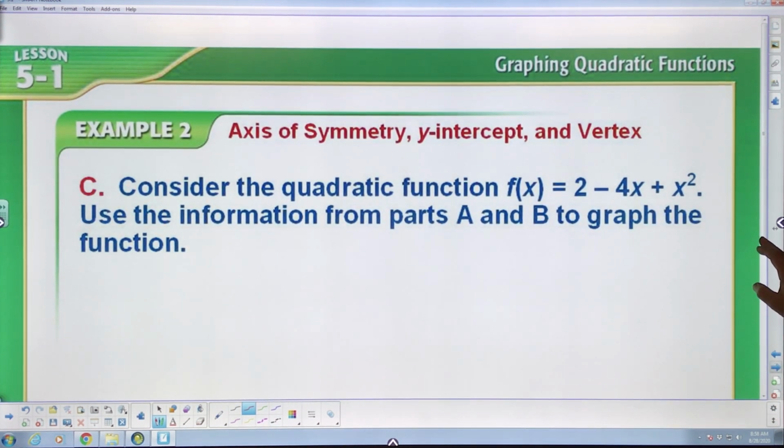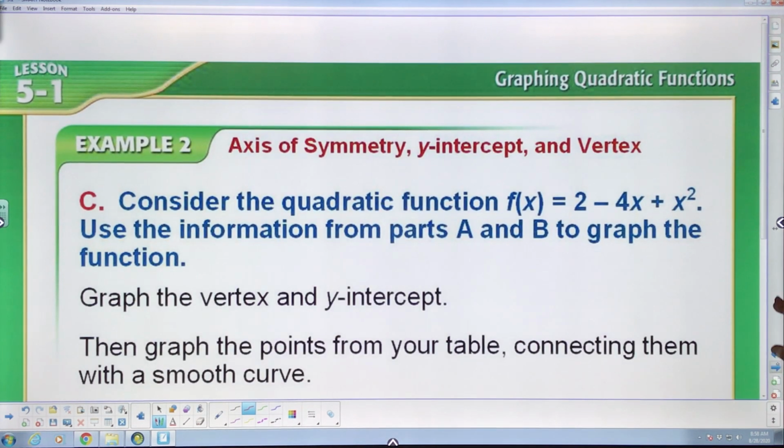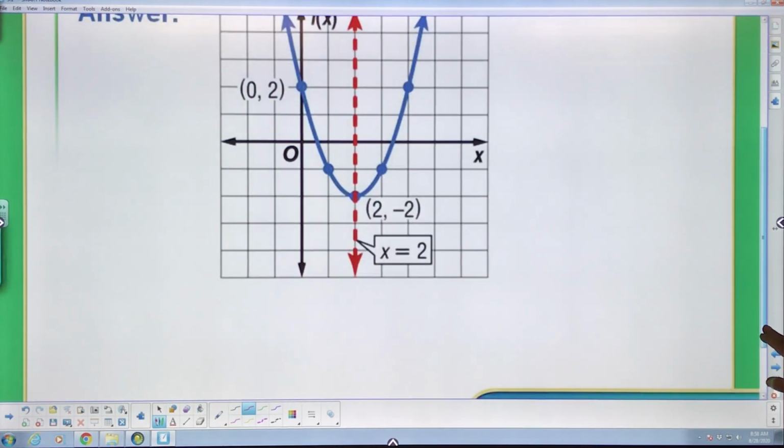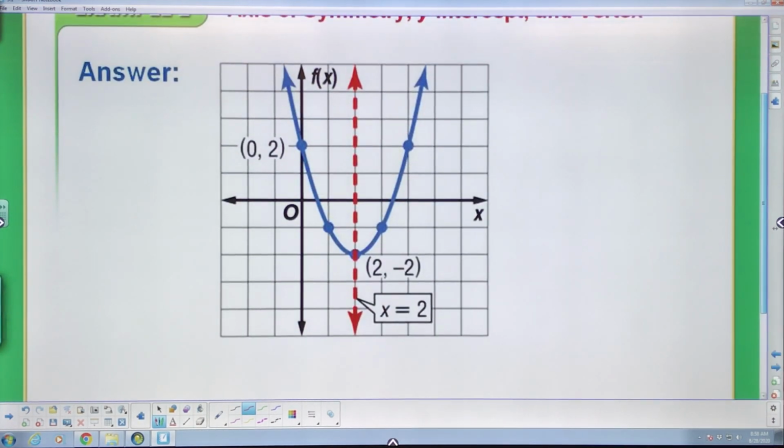So it says use the information to graph. We've already graphed it twice, so I think we're pretty good on that one. But you can see our first graph and our second graph line up with this graph. We did good.